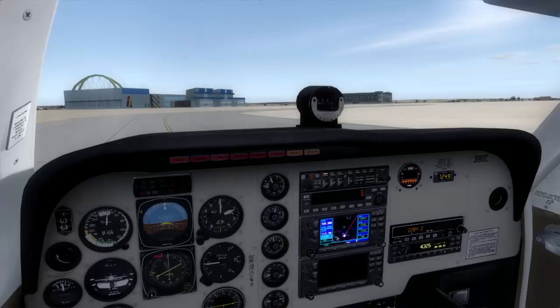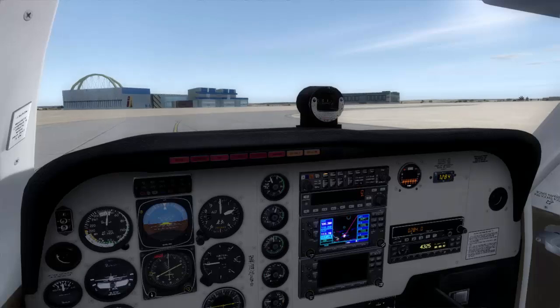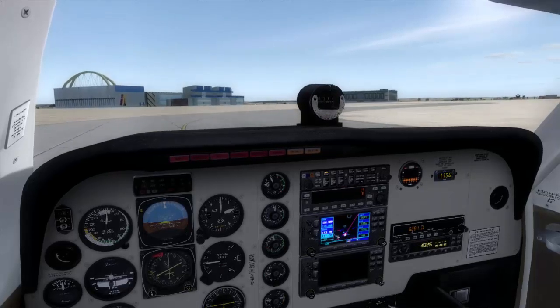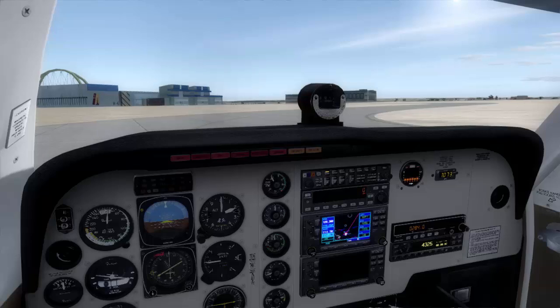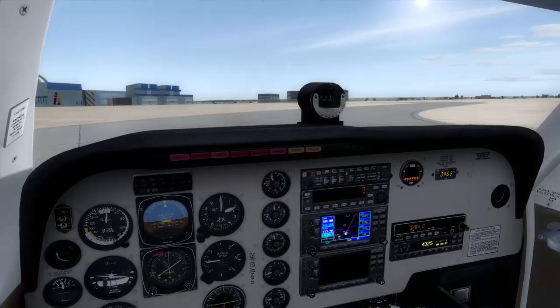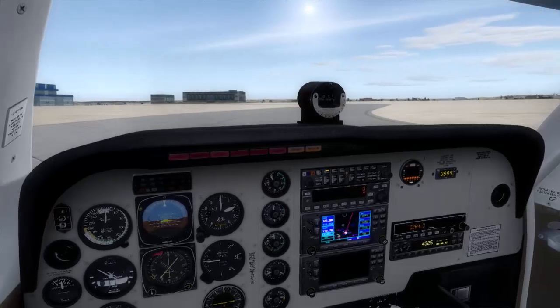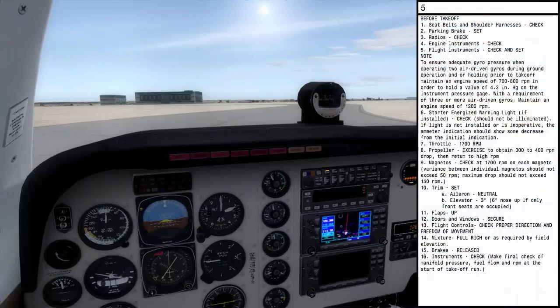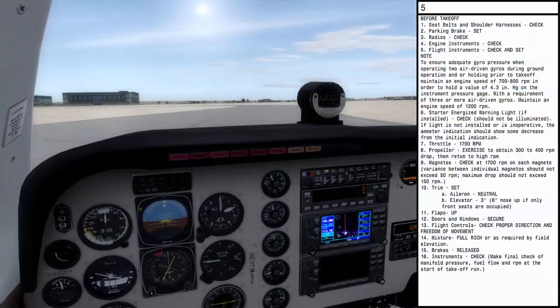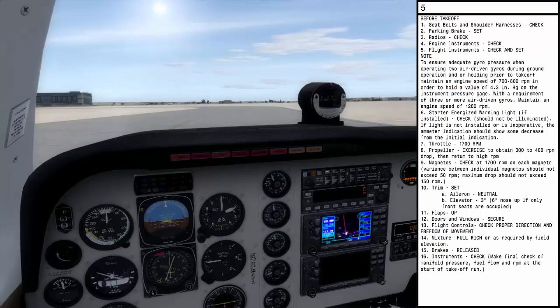Okay, we continue with the taxi, and don't worry about the NANDO ONE ECHO departure, because it will be commented on little by little, every single step of it, and when we are flying you will see that it's not so complicated. Okay, so we will continue with the before takeoff checklist.